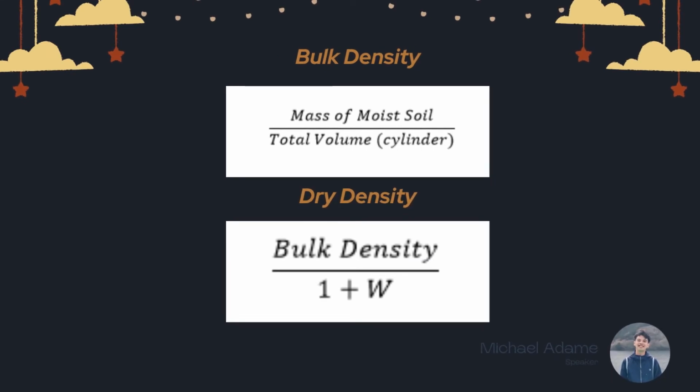One of the significant parts of this method is the formulas for the bulk density and the dry density. The bulk density is obtained by dividing the mass of the moist soil at the succeeding water contents by the total volume of the mold. On the other hand, dry density is obtained by dividing the bulk density by the water content of the sample plus 1.